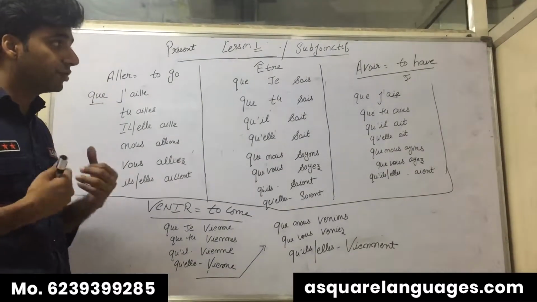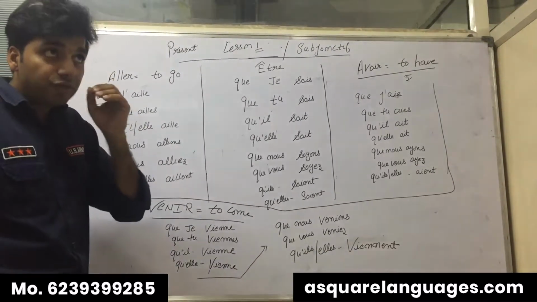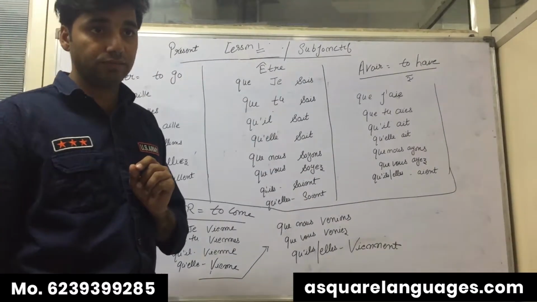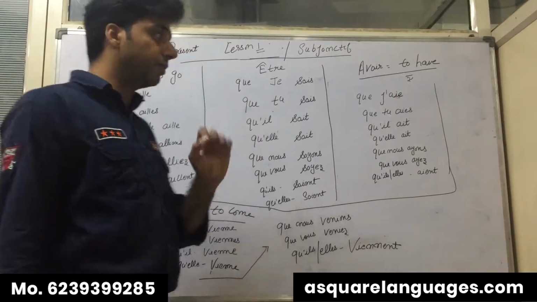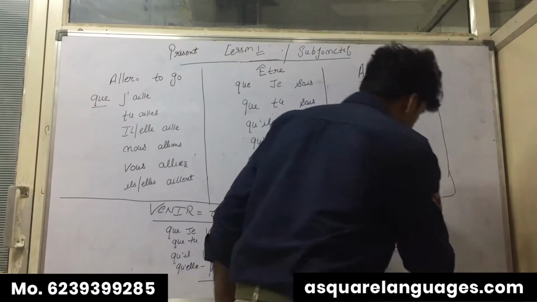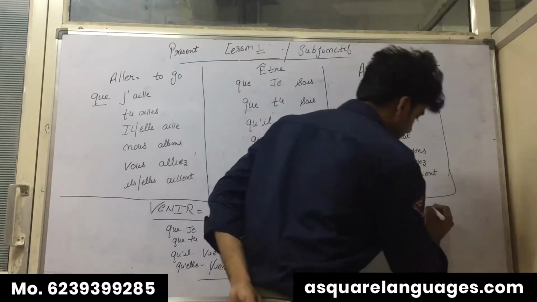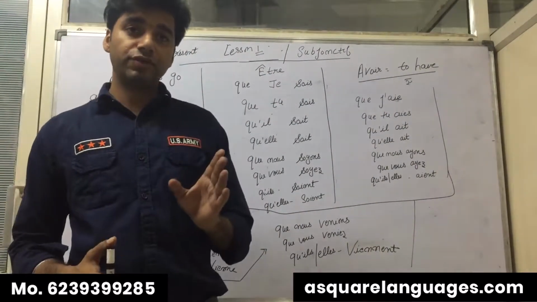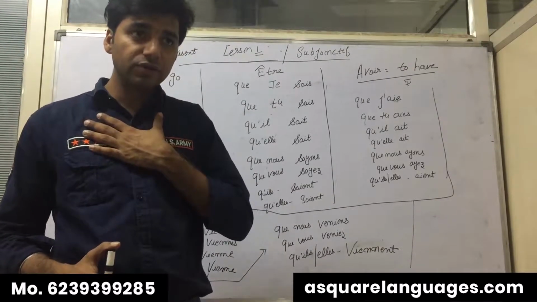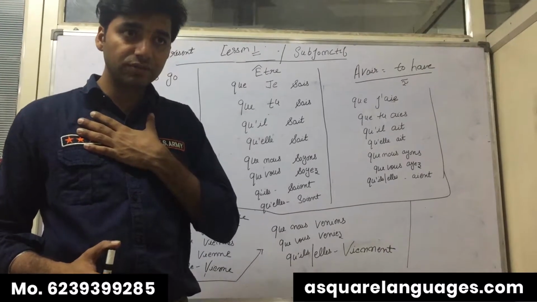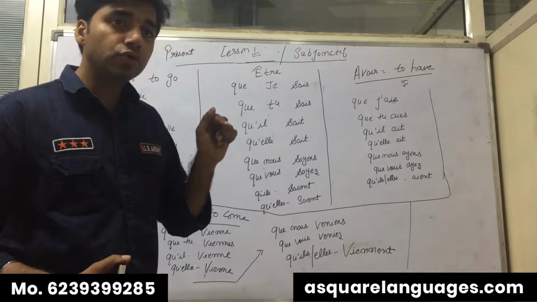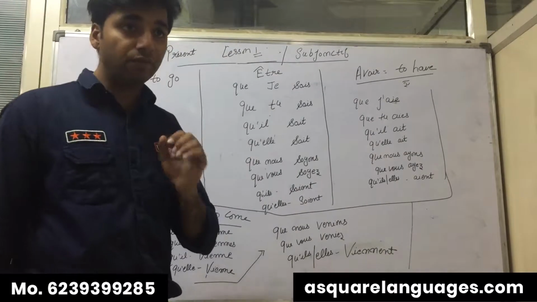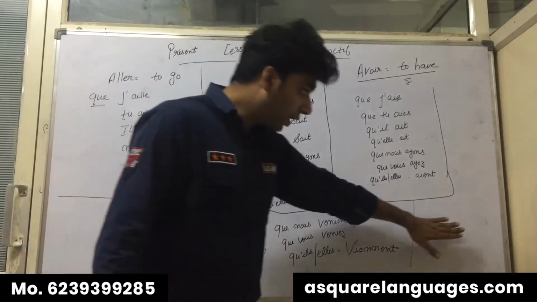Subjunctive is, guys, whenever you are saying, I wish that. Whenever you are feeling a desire, or when you are not sure, there we have to apply the subjunctive. For example, I wish that I go to the restaurant, je désire que. I wish that I go to the cinema. Je vais au cinéma would be wrong. Why? Because I'm desiring something. So here I'm wishing something.